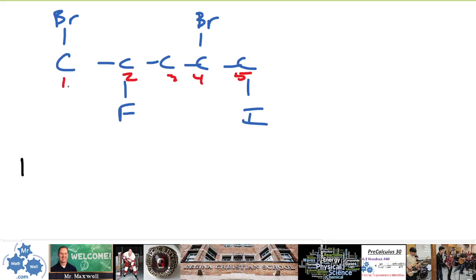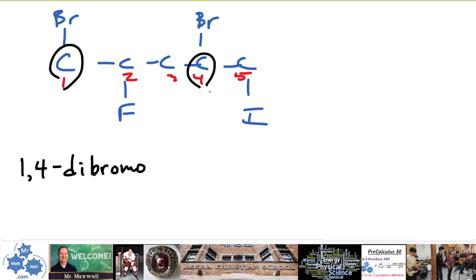So 1. Now, what about the second bromine? Well, 1, 4 is what you got to do. Comma between numbers. Dash. How many bromines do we have in total that we listed here? 2, so that's a di. And what's the prefix for bromine? Bromo. Okay? So the 1,4-dibromo gives you the carbon numbers, the positions where the bromines are attached, and you also tell me which halogen you have, bromo, dibromo.